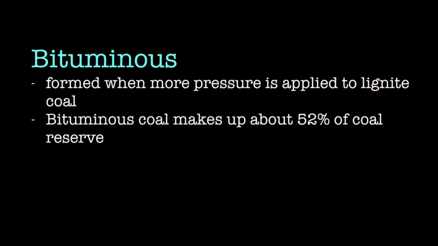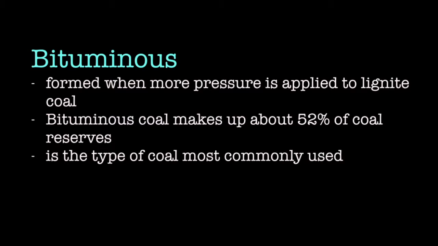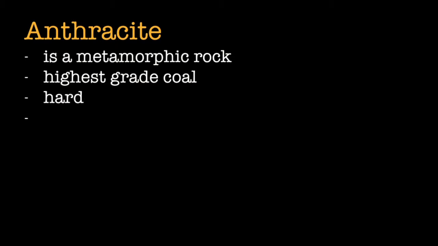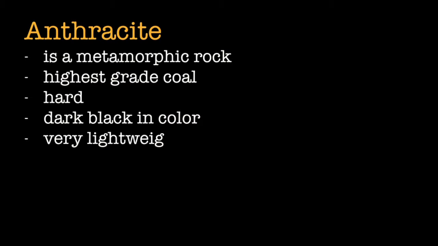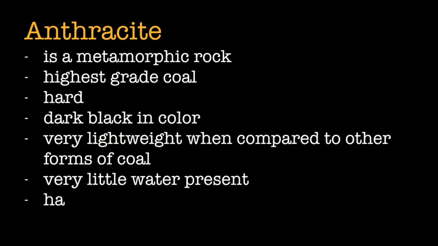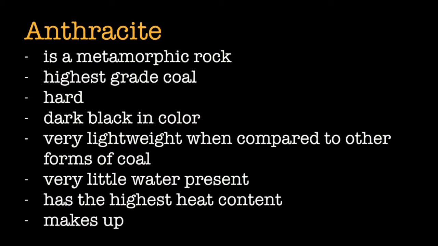Bituminous coal makes up about 52% of coal reserves and is the type of coal most commonly used. Anthracite coal is a metamorphic rock and is considered the highest grade coal. It's hard, dark, black in color, and is very lightweight when compared to other forms of coal since there is next to no water present. This coal only makes up 1% of all coal reserves.